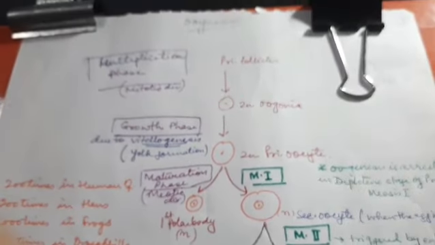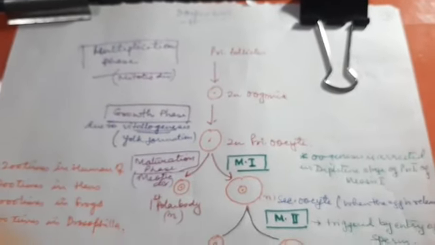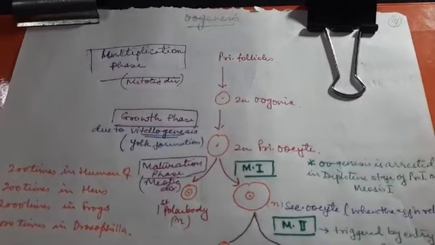So, these are the different stages of oogenesis, and in the next session we will discuss the structure of egg and different types of egg on the basis of yolk accumulation.